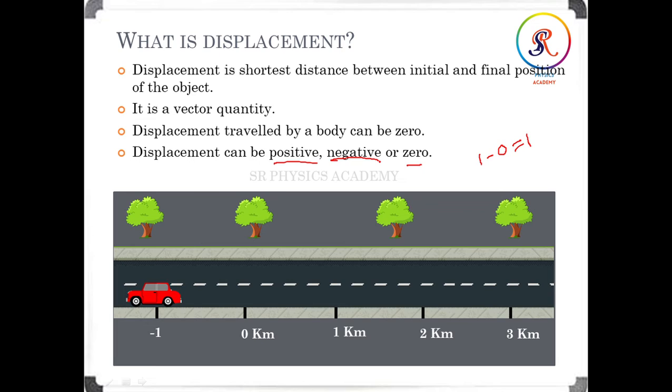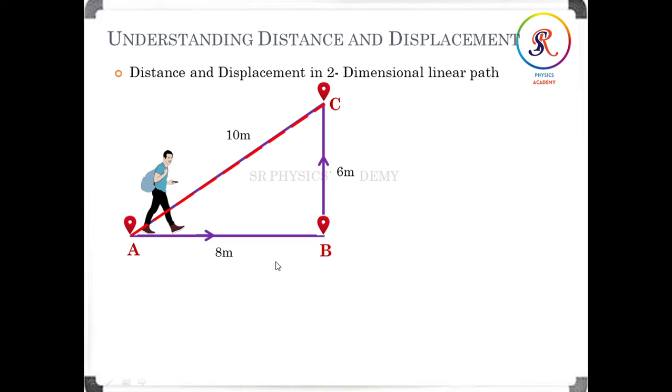Now the distance and displacement are measured in the same unit. In CGS it is the centimeter, and in SI unit it is the meter, because both of them are measures of length. A measure of length can be a kilometer, or 100 meter, 2 kilometer. All this we are using in meters only. Now we will discuss it in more depth.